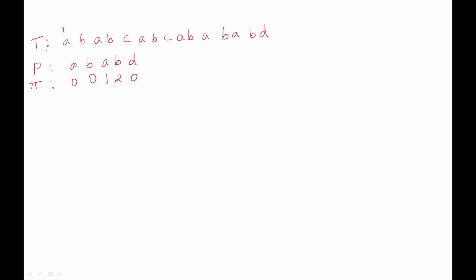Now, initially the value of I will start from here, and the value of Q starts from here. Say the pattern indexes start from 1, 2, 3, 4, 5, and Q starts from 0. In position 0 you have no value, no character. It is just simply put like this for the sake of doing it. So this is the pi table.